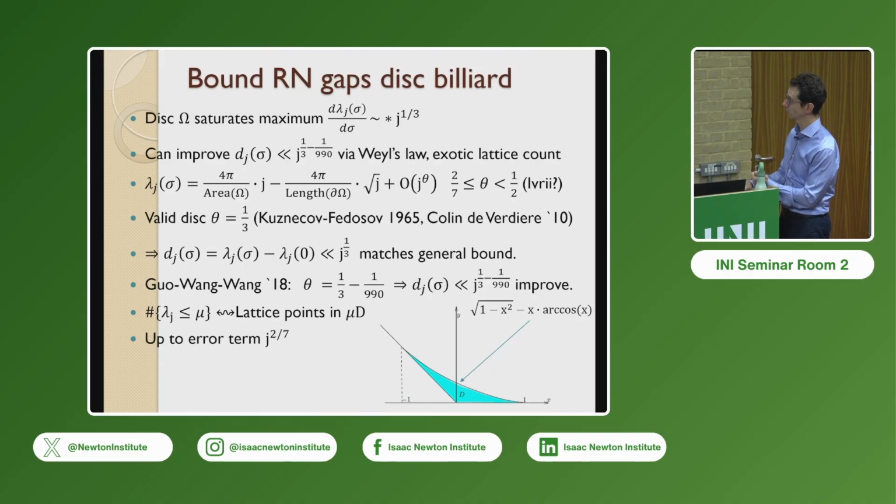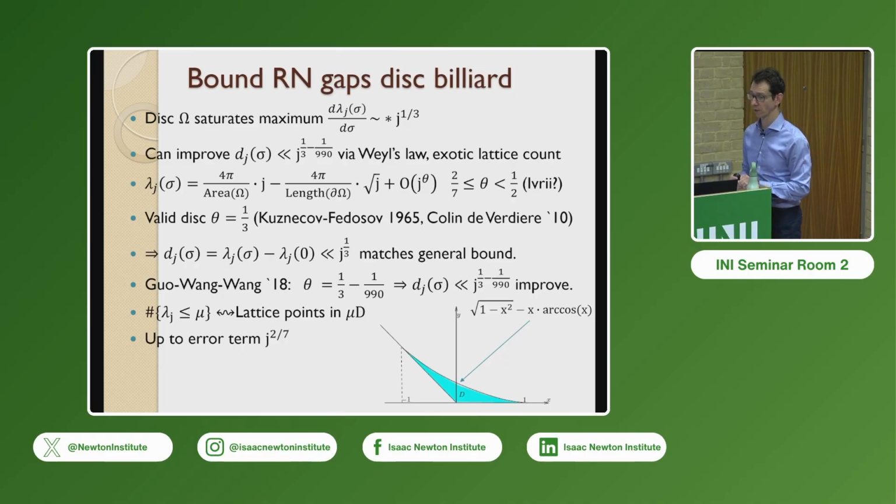It was proven by Kuznetsov, Fedosov, and Colin de Verdière that for this particular billiard we can take theta equal to 1/3. And theta equal to 1/3 was not worth this whole discussion because it matches the general bound. But in fact, Guo, Wang, and Wang proved that for this particular billiard we can take theta slightly smaller than 1/3, and that improves the general upper bound. The slightly smaller is 1/990.